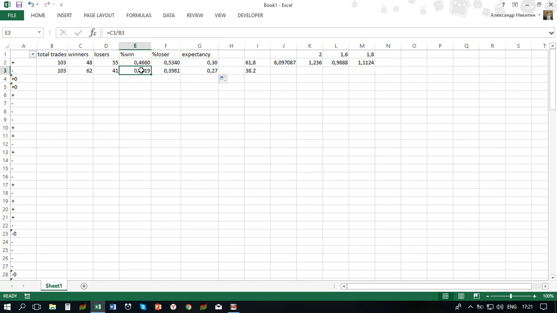So the win percentage is 0.60, so 60% probability of hitting the first target. The percent of losses is that of losers, 38% probability of hitting a loss, and expectancy is slightly less. You see, although we win much more often, the expectancy is slightly less. Yes, it utilizes this average winner, because our average winner is less. Yeah, the formula is correct. The expectancy is slightly less.